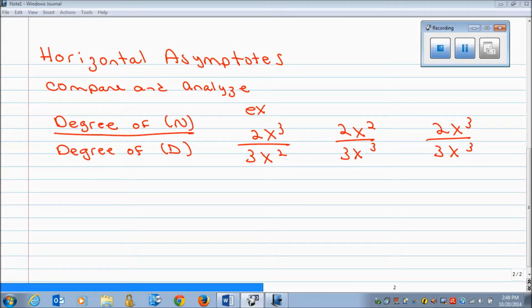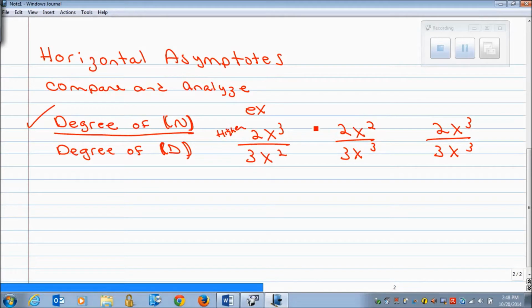Okay, now we're going to review the rules for horizontal asymptotes. We are going to compare and analyze the highest degree of our numerator compared to the highest degree of the denominator. There are 3 examples. We're going to focus on the numerator. The numerator here, the degree is higher in the numerator. In the second one, it is lower in the numerator. And in the third one, it is the same.